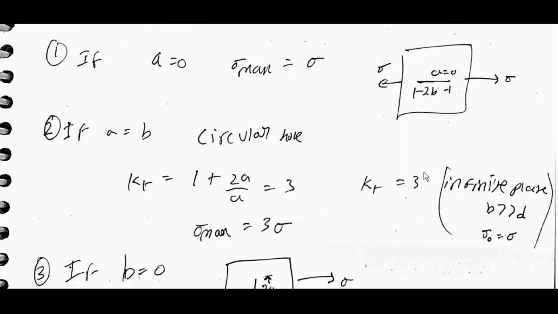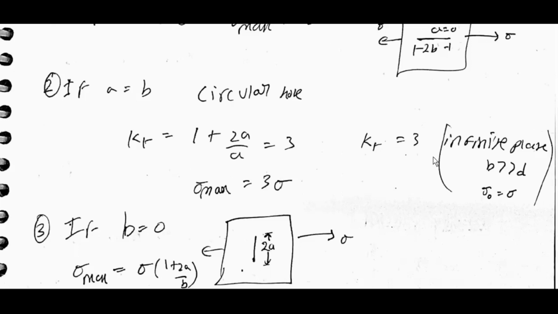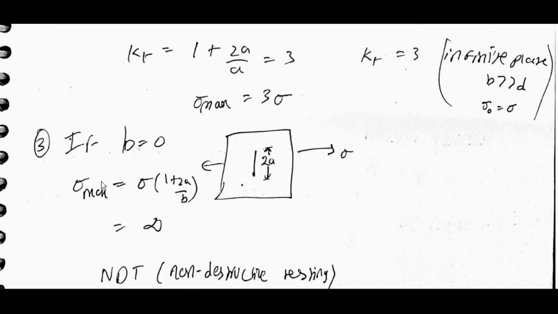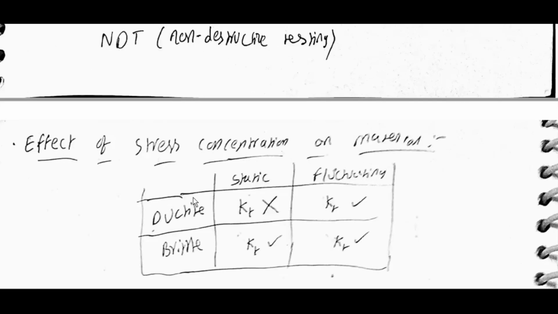If a is equal to b, it is a circular hole: Kt is equal to 1 plus 2a by a, which is equal to 3. Kt is equal to 3, so sigma max is equal to 3 sigma. If it is an infinite plate, b greater than d, sigma naught is equal to sigma. If b is equal to 0, sigma max is equal to sigma into 1 plus 2a by b, which is equal to infinity. Non-destructive testing, NDT.